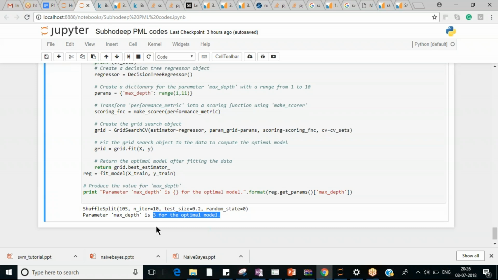Now I got it. Basically, for a particular model, what are the parameters which will give us the optimal value? Perfect. Yes, that's what you want. For a particular model, what should be the parameters that will give the best model? Yeah, that's great.